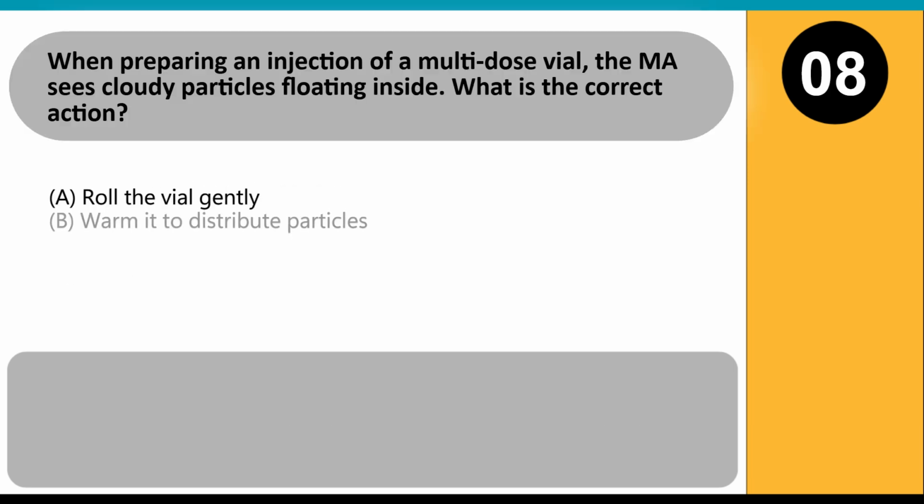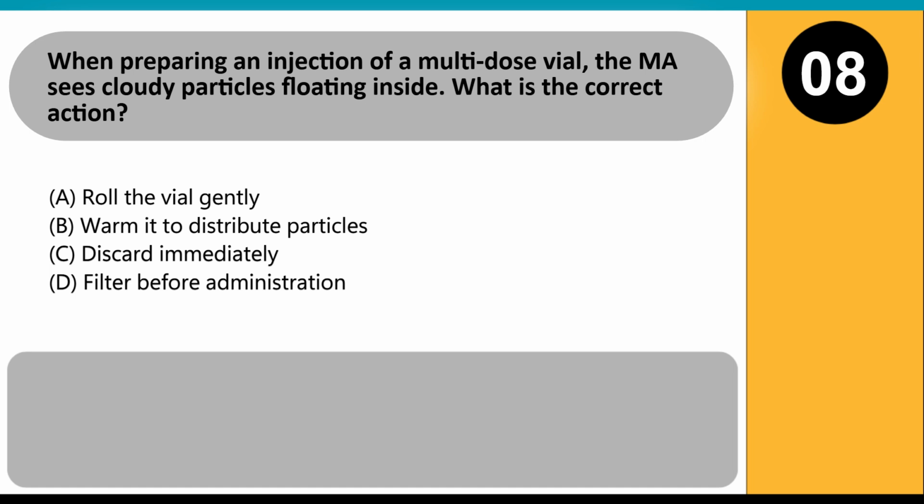When preparing an injection of a multi-dose vial, the MA sees cloudy particles floating inside. What is the correct action? A. Roll the vial gently. B. Warm it to distribute particles. C. Discard immediately. D. Filter before administration.